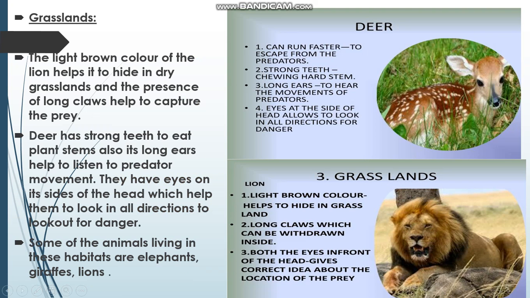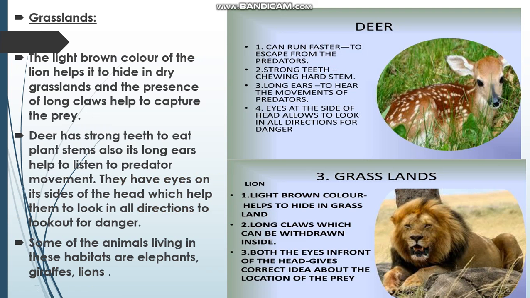Next is grasslands. Grassland habitats get moderate rainfall. The light brown color of the lion helps it hide in dry grasslands, and the presence of long claws helps to capture the prey. The prey may be a deer and the lion will be capturing it, so we can call it a predator. So the lion is the predator and the deer is the prey.